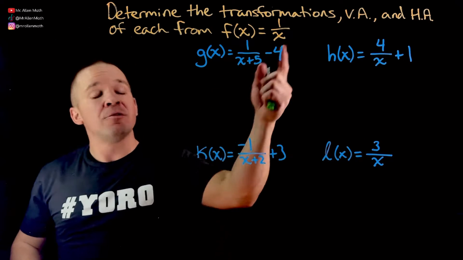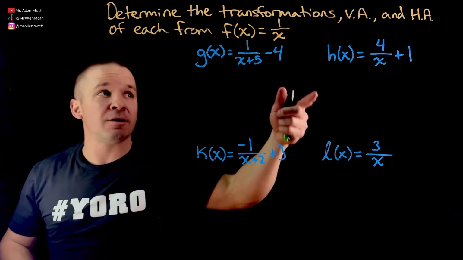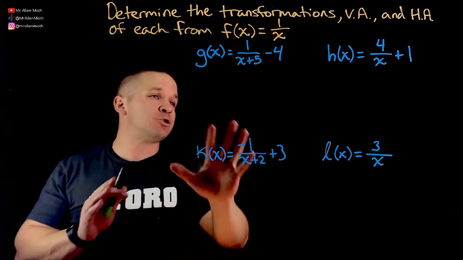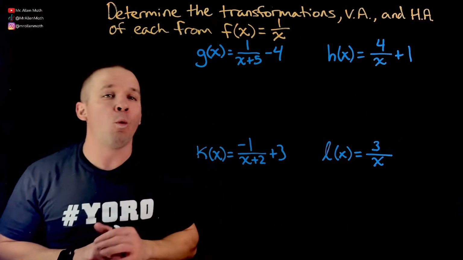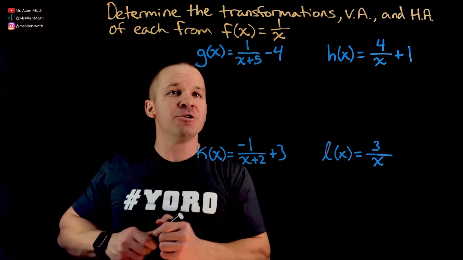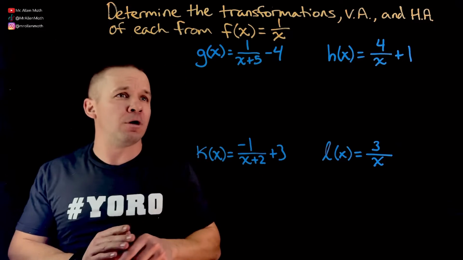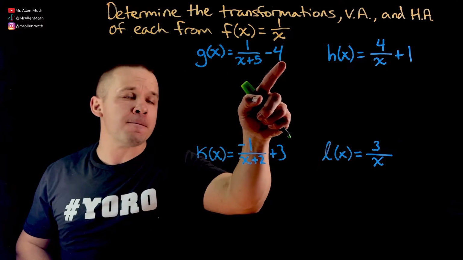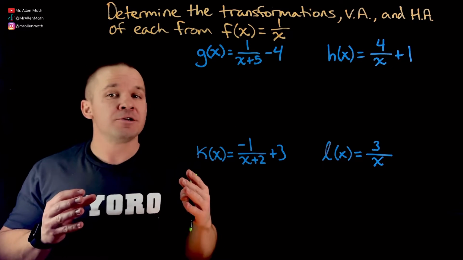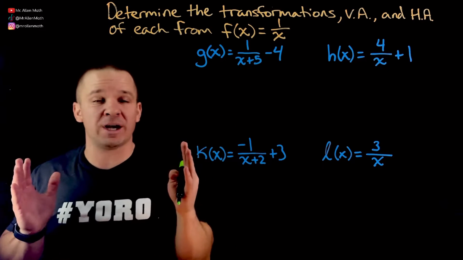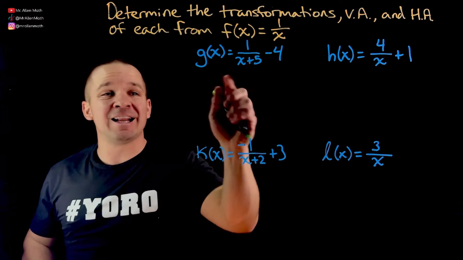We have to determine the transformations, vertical asymptote and horizontal asymptote of each one of these functions, given our parent function f of x equals 1 over x. First one, g of x equals 1 over x plus 5, minus 4. Well, the x plus 5 is in the function, so this is going to be a horizontal transformation. We're going to be going to the left 5.